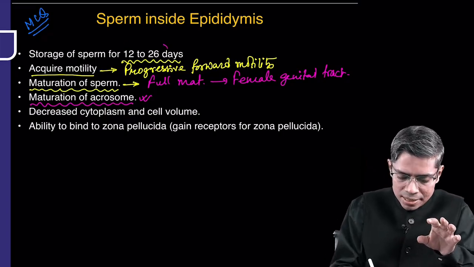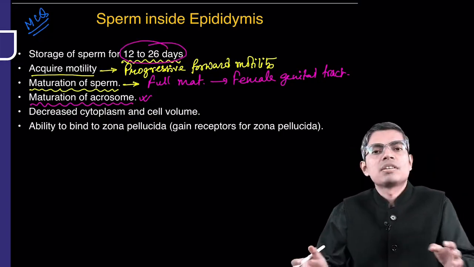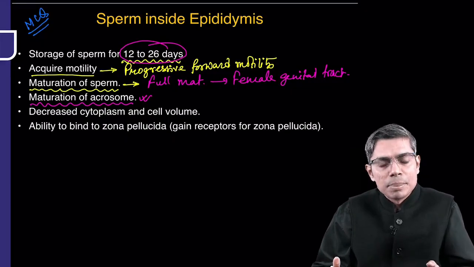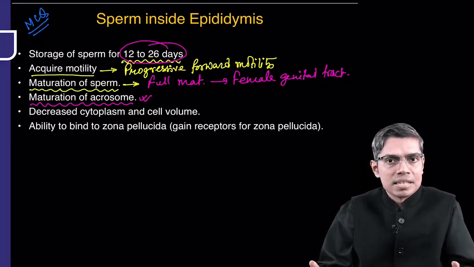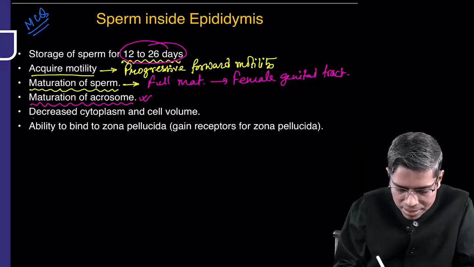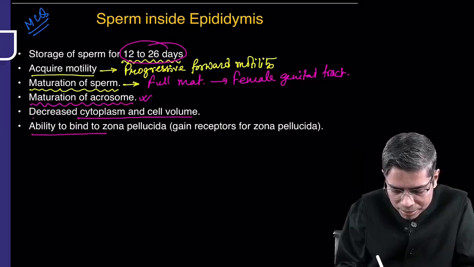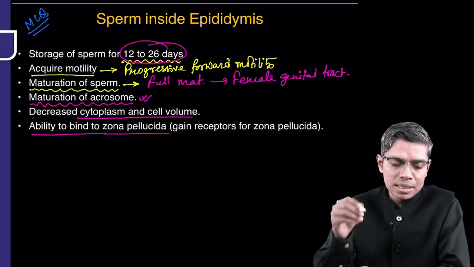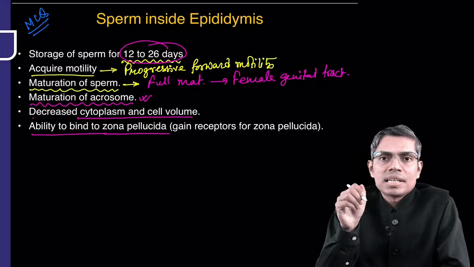How many days is it staying? 12 to 26 days. So there is a long stay of sperm inside the epididymis, and during this stay many important changes are occurring inside the sperm, right? Along with that, there will be a decrease in cytoplasm and cell volume, and the sperm will have the ability to bind to the zona pellucida, because the ultimate target of the sperm is to fertilize the ovum.